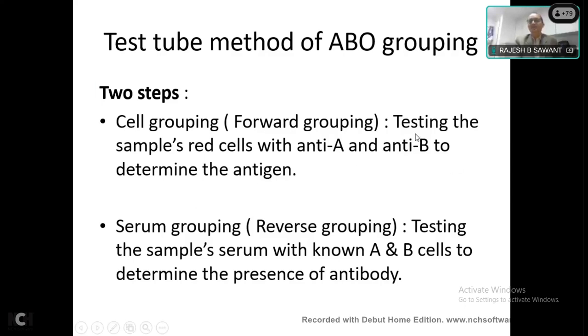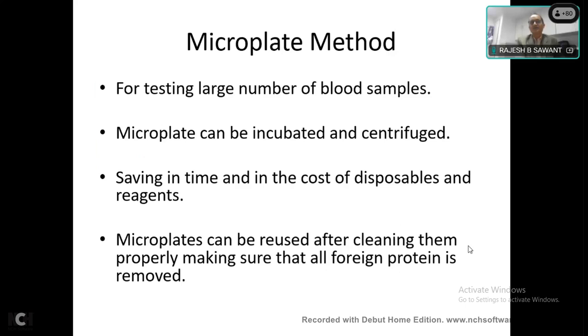So in the forward grouping, what do we do? We are testing the sample red cells with anti-A and anti-B to determine the antigenic type. Whereas in the serum grouping, we are testing the patient's serum with known A and B cells to determine which antibody or which isoagglutinin is present in that particular sample or that particular donor or patient. So let us consider these methods.